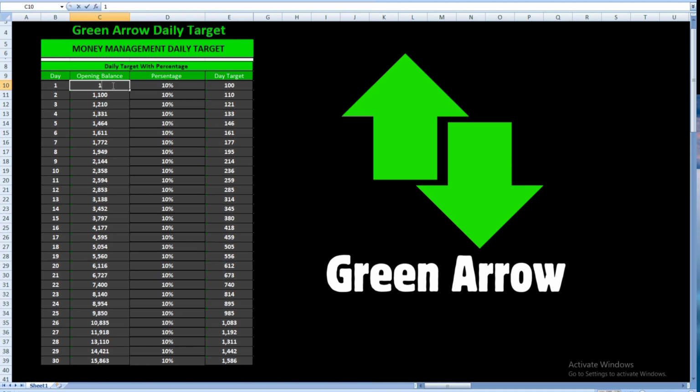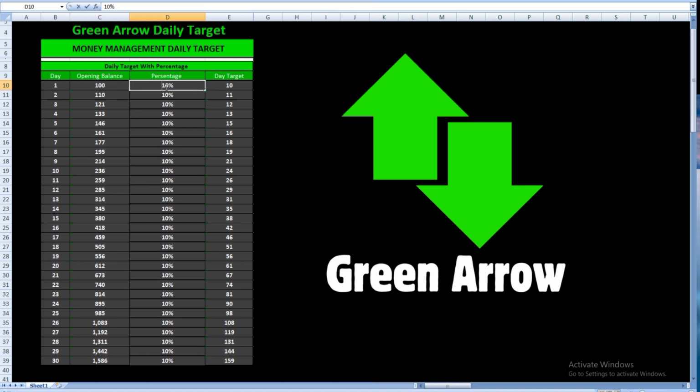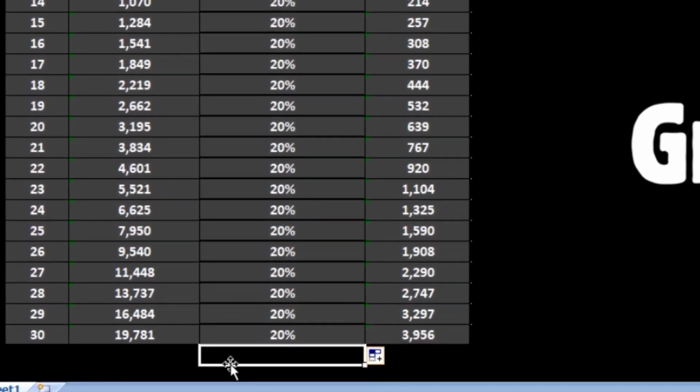Okay, so let's suppose I fill in $100, and this time I will increase my profit percentage. I will set 20%, and just stretch this setting across the entire sheet, and boom. So guys, if you start from just $100 and make a profit of 20% on a daily basis of your capital, then at the end of the month you will get a balance of around $20,000. It's a huge amount.